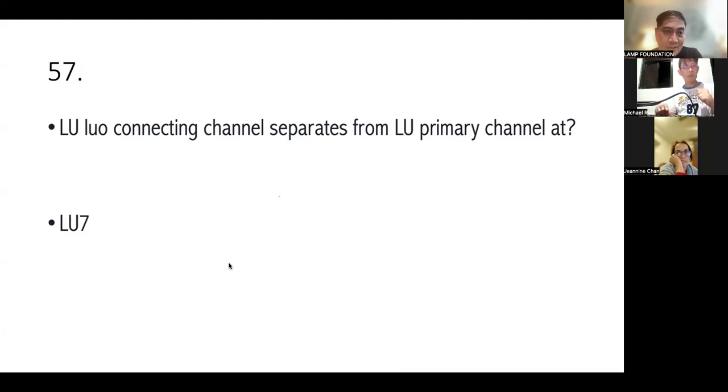Okay, read about it. What do Luo connecting points do? They connect one point to another, from yin to yang, interior to exteriorly related organs. Yes. So my question is, what does Lung 7 do? Does it tonify the yin organ or does it sedate it?